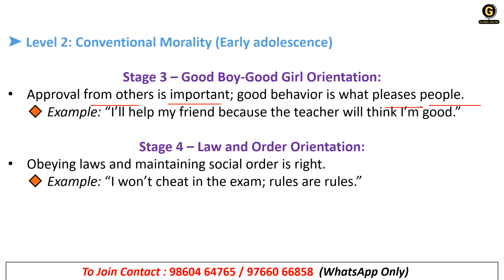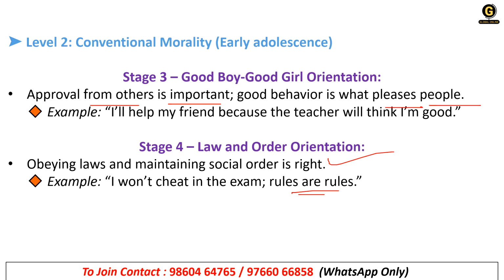Clear? Stage 4 is law and order orientation. Obeying laws and maintaining social order is right. Clear? I won't cheat in the exam. Rules are rules. Right? Like the first stage, obeying the rules, that means to avoid punishment. That was the first stage. But the fourth stage is quite similar to the first stage.